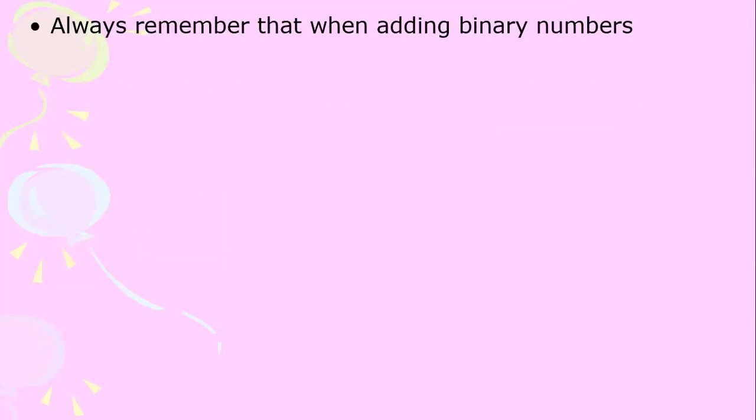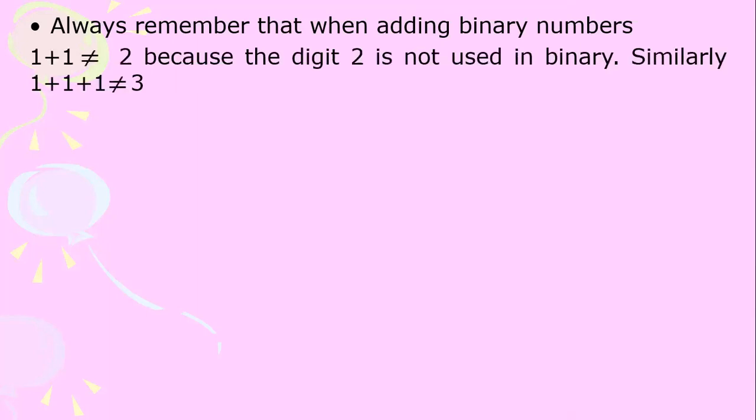Always remember that when adding binary numbers, 1 plus 1 is not equal to 2 because the digit 2 is not used in binary. Similarly, when you are adding 1 plus 1 plus 1 in binary, it is not equal to 3 because 3 is not a digit used in binary. Binary only entails 2 digits, 0 and 1, and therefore the maximum digit you can have in binary is 1.